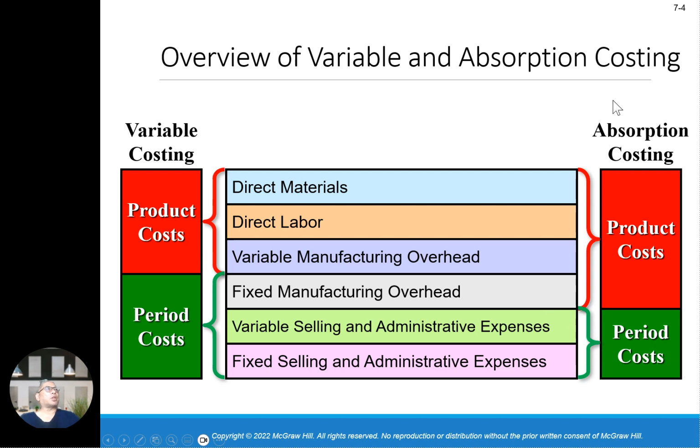So you see the difference here between absorption costing and variable costing. The difference is in this particular fixed manufacturing overhead. In variable costing, fixed manufacturing overhead is included in period cost. In absorption costing, this part is going to be in product cost.